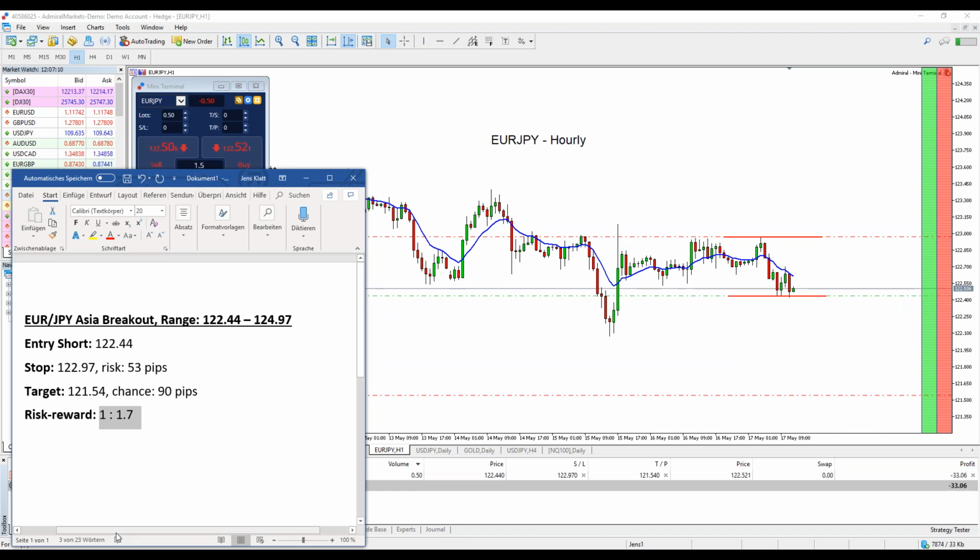But we are looking here at the pure basic version, and then we have a predefined risk-reward ratio of 1.7 to 1. So that means that the risk here of 53 pips has to be multiplied with 1.7, and then you come out at 90 pips chance, and you subtract it from the short entry, which is at 122.44, as already mentioned. You get out at 121.54. And this is then the take profit level on the downside.